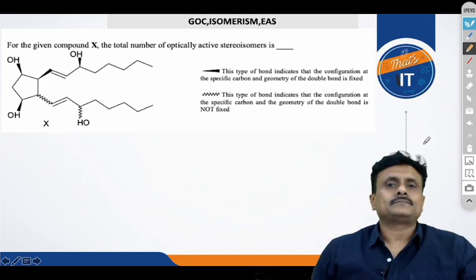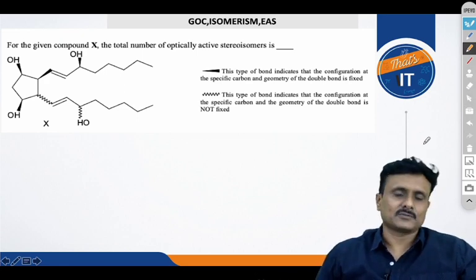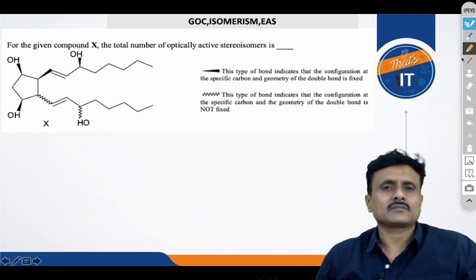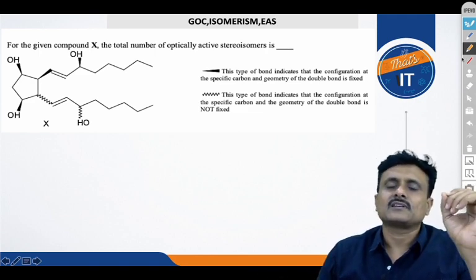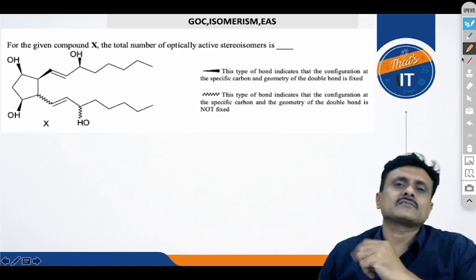So let's see the next question, which is also based on optical isomerism. Whenever you get a question related to optical isomerism, usually go for the asymmetric center. However, you should also follow the conditions which are mentioned in the question.